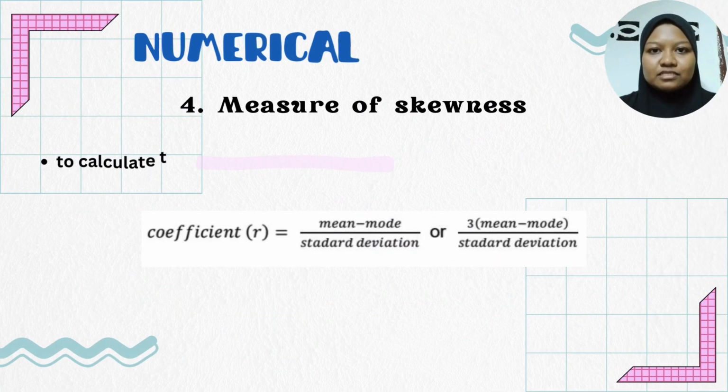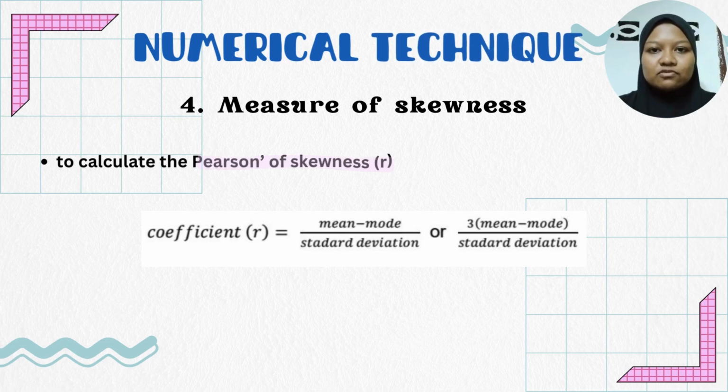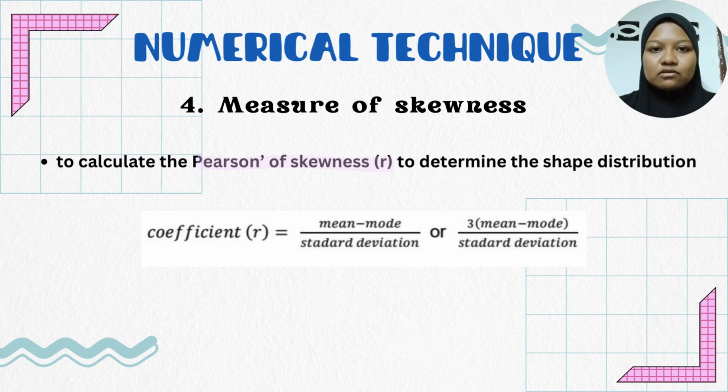Numerical technique is measure of skewness. Measure of skewness is to calculate the Pearson coefficient of skewness, or the symbol of it is R, to determine the shape of the distribution. It can be calculated by using 2 formulas. The first one is coefficient equal to mean minus mode and divide by standard deviation. The second formula is 3 multiplied by mean minus mode and divide by standard deviation.